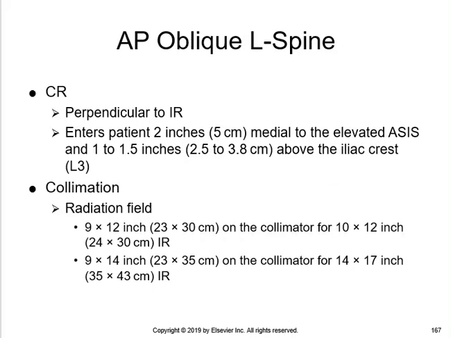Again, your obliques can be AP or they can be PA. Most techs are going to shoot AP obliques just for simplicity. So the central ray is going to be perpendicular to the image receptor. It's going to enter the patient 2 inches medial to the elevated ASIS and 1 to 1.5 inches above the iliac crest. Generally on our obliques, we're not going to be looking for anatomy all the way down to the sacrum and coccyx. So in this case, we're going to shoot at L3, and we're going to have probably a 9 by 14 inch. I don't know a whole lot of hospitals that shoot 9 by 12 inch.